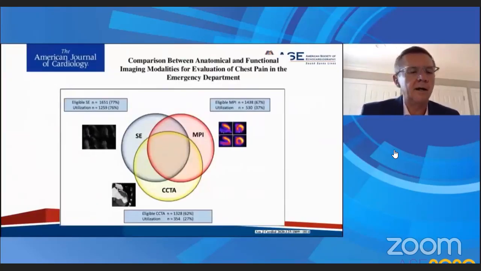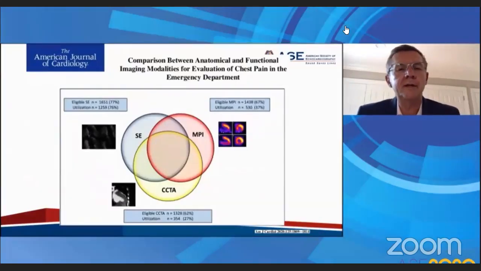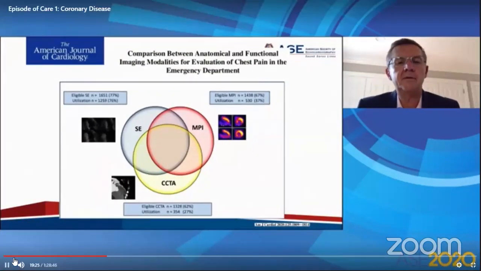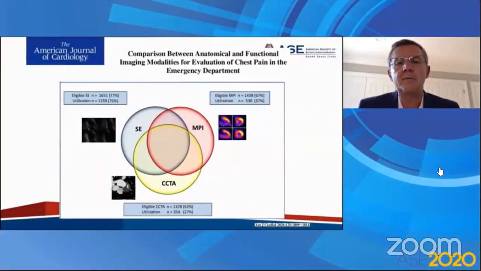I do want to call to your attention, however, that that depends a lot on availability of the modality. This is our own experience where we use stress echo, myocardial perfusion imaging, and CT in the ED setting. And you can see that the proportion of patients eligible to undergo each modality varies. For stress echo, about 77%. For myocardial perfusion imaging, about 67%. And for CT, about 62% of all patients that present with chest pain syndrome are eligible for the modality.